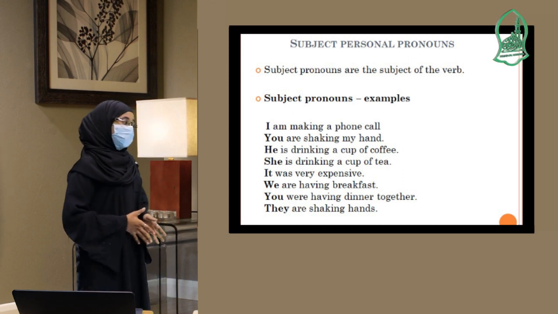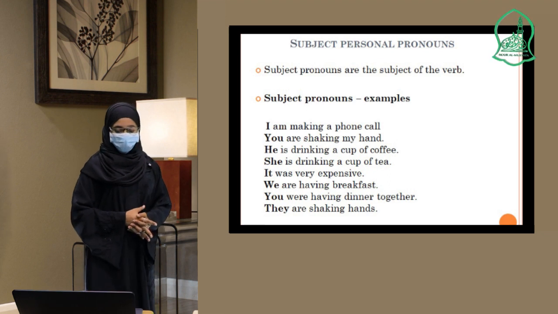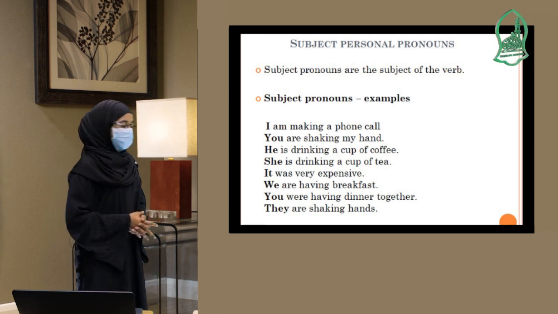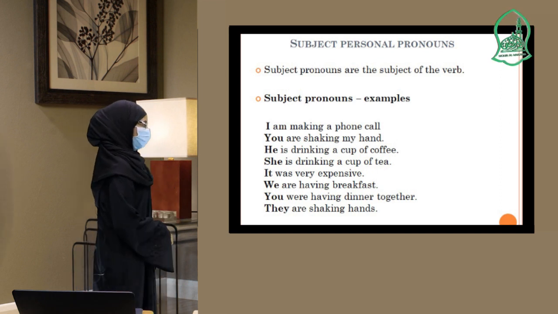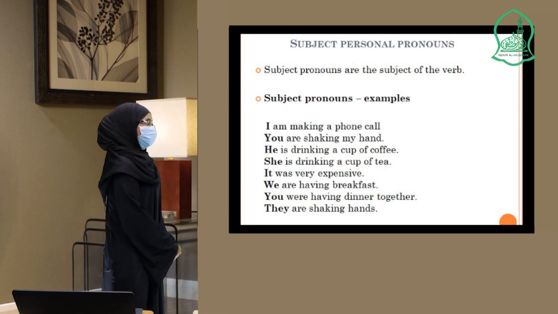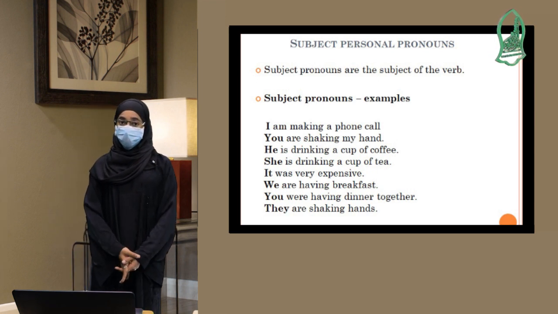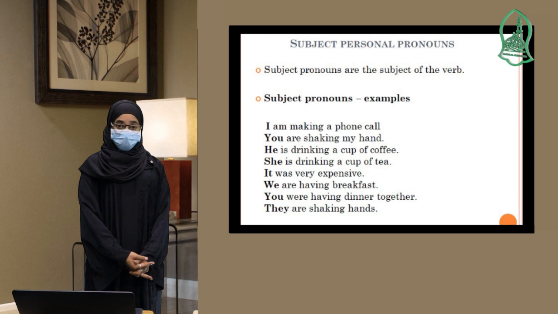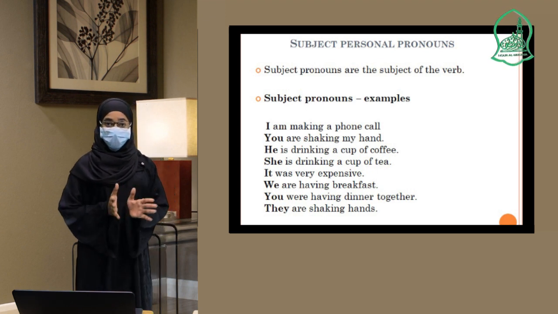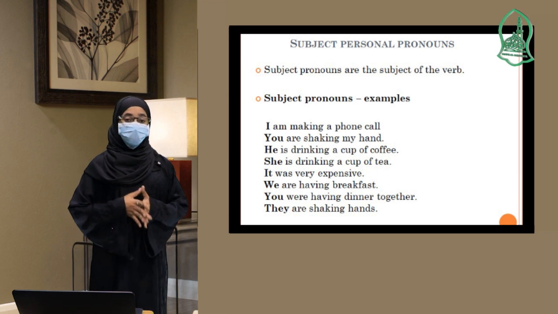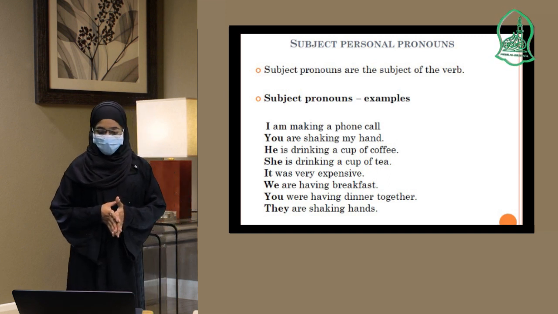You are shaking my hand. You is also a subject personal pronoun. He is drinking a cup of coffee. Maybe there is a boy there, maybe Arif is drinking a cup of coffee. We don't want to mention the name of the boy because we all know who that person is. So instead of using the name Arif, we are using the personal pronoun he. He is drinking a cup of coffee.